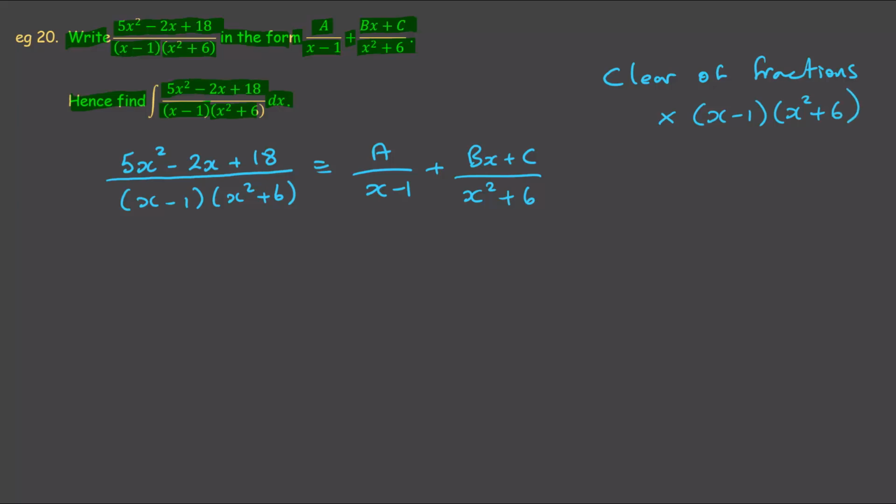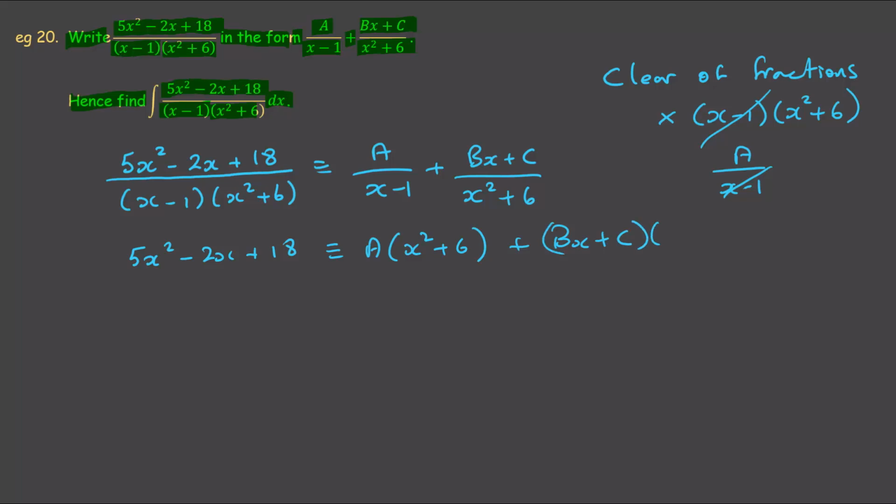If we do that on the left-hand side, we get 5x² − 2x + 18. On the right-hand side, think about multiplying by the a/(x − 1). The (x − 1)'s would cancel, leaving us with a(x² + 6). For the other term, the bx + c ends up being multiplied by (x − 1).